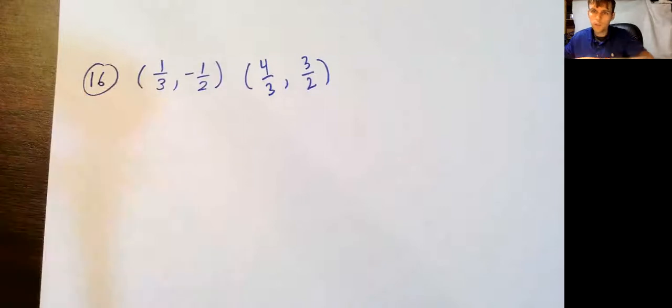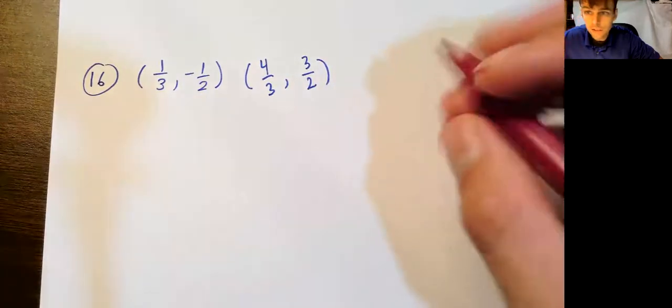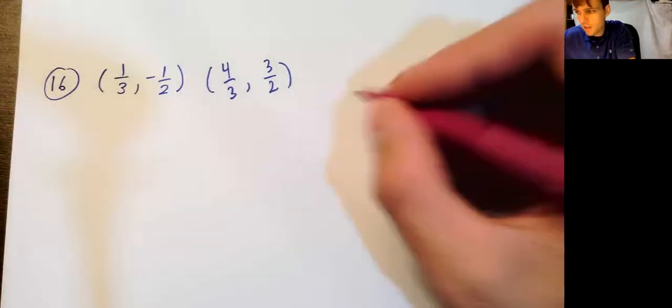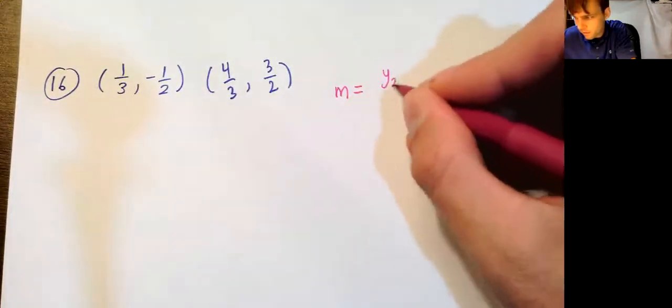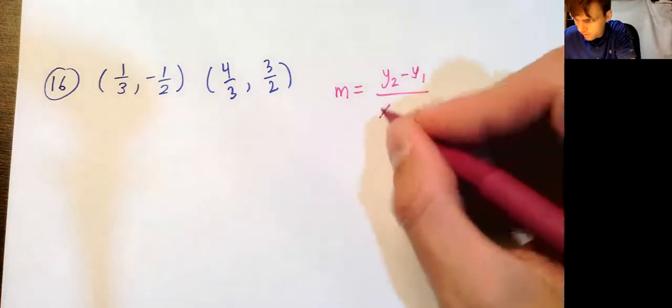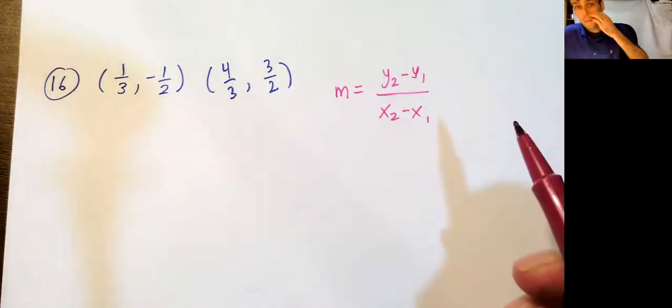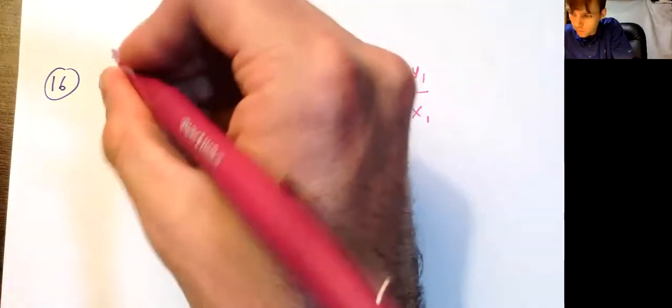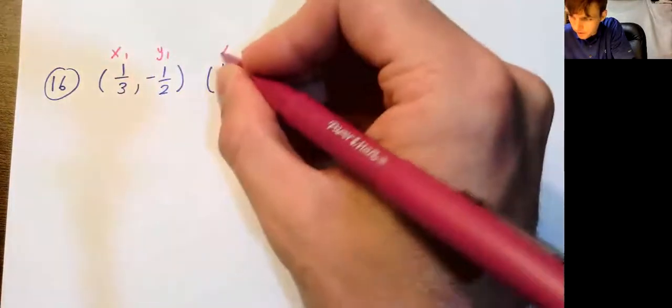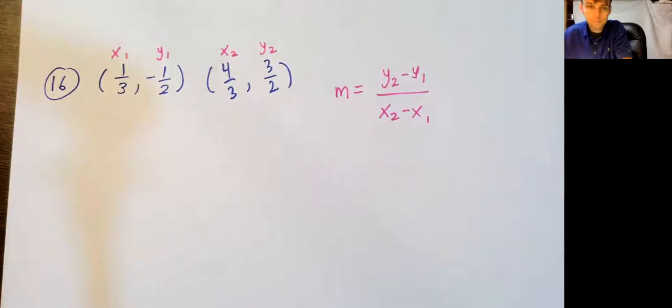Next set of problems, we're giving you 2 points, and you had to write the equation of a line that passed through these 2 points. And again, we want to write our final answer in standard form. So I'm going to use the slope equation, which again, if you're not familiar with it, is y2 minus y1 over x2 minus x1. These are my 2 points. This one we'll call x1, y1, and this one x2, y2. So I'm just going to quickly plug these things in here and get going.